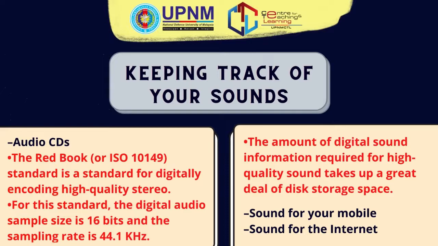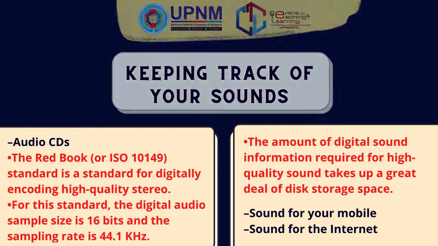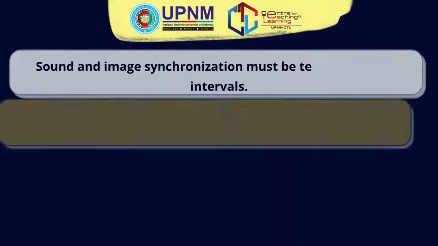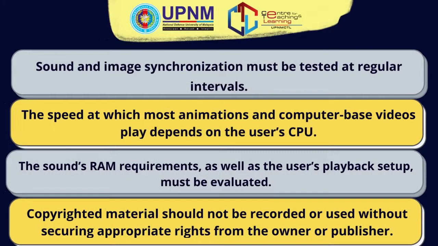Sound for your mobile. Sound for the Internet. Web browsers must be told what to do when they download file types. Sound and image synchronization must be tested at regular intervals. The speed at which most animations and computer-based videos play depends on the user's CPU. The sound's RAM requirements, as well as the user's playback setup, must be evaluated. Copyrighted material should not be recorded or used without securing appropriate rights from the owner or publisher.